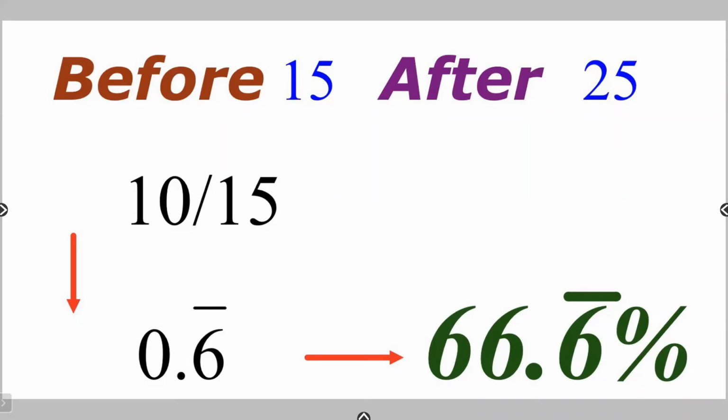The top number of your fraction is the difference between the before and the after number. So the 10 comes about because we took 25 minus 15. The bottom of your fraction will always be the before number. Whatever the before number is, that's the bottom. And once you have your fraction, you want to make that fraction then into a percent.